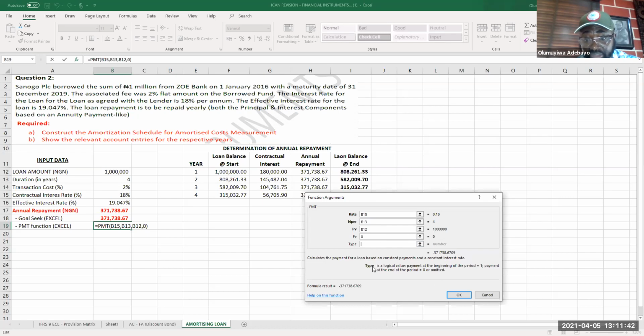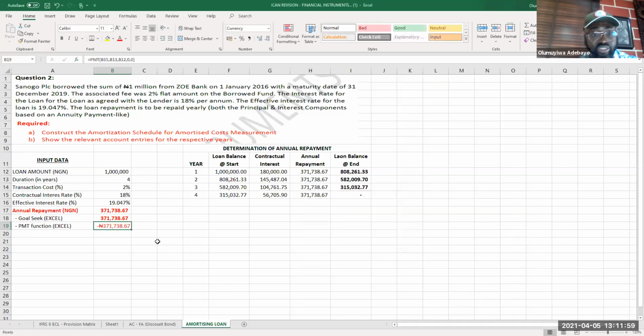Therefore, if you read it here, it says type is a logical value. Payment at the beginning of the period is 1, while payment at the end is 0. I'll just put 0. But if you omit it, it will treat it as a normal annuity, which is ordinary, which is also 0. Now you see that it gave me the payment straightforward.